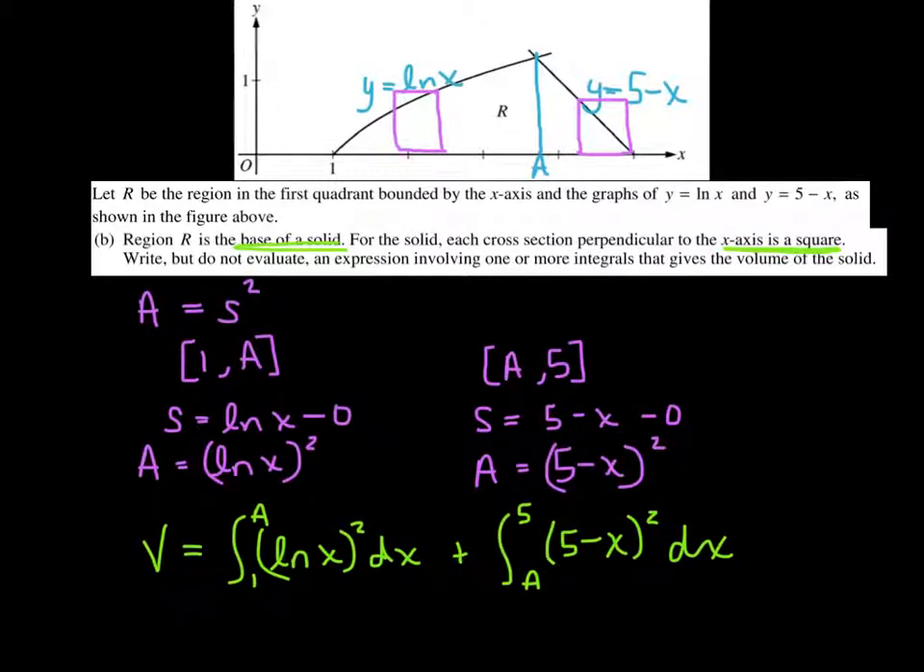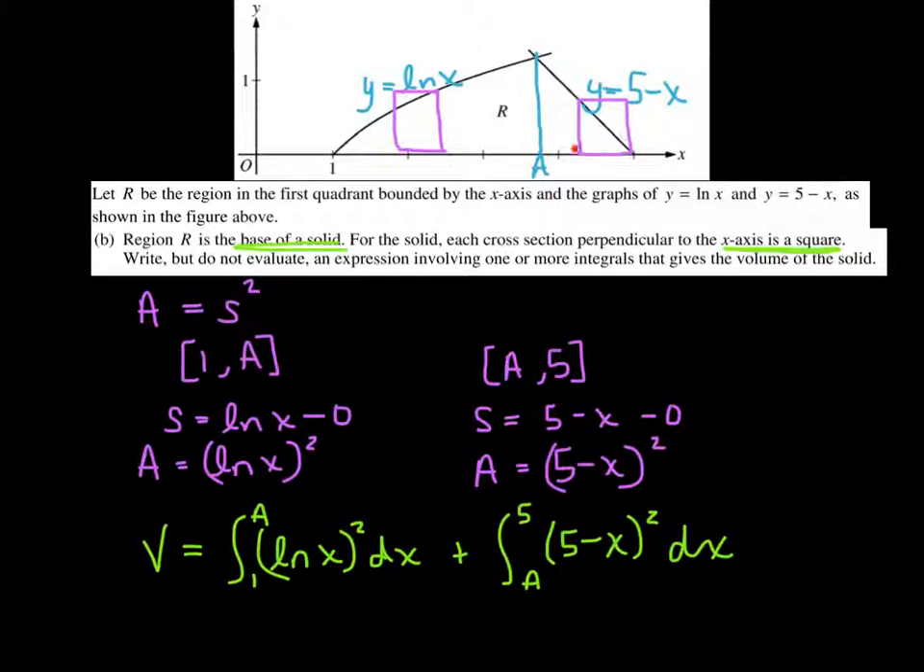Okay, so take a look at what I have and see if you agree. Again, I broke this up into my two different cases. First, the case of the left-hand region, from 1 to A. I said that the side length is upper minus lower, so natural log of x minus 0. So then the area would just be that side squared, which of course is just natural log of x, squared.